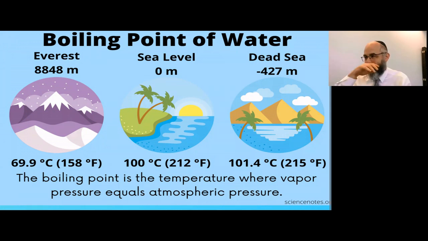At sea level, water boils at 212. But in Denver, which is however high Denver is, water boils at 202. And on Mount Everest, as on the screen here, water boils at 158 degrees, because it's much less pressure. With much less pressure, water boils at a lower temperature.